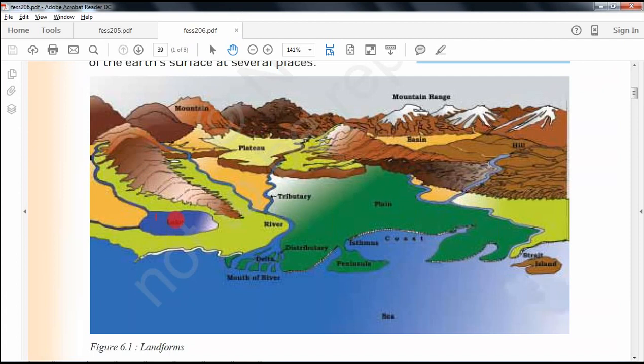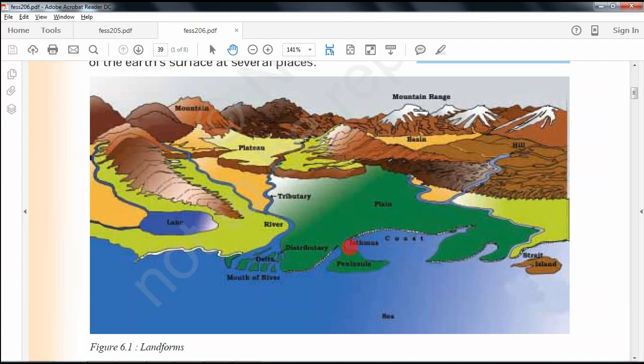And you have a lake here, and you have a river here which is flowing from the mountains to the plains, and here is a tributary of the river. And here the river again gets divided into many distributaries, and there are deltas formed because of the river, and here the mouth of the river where the river is merging into the sea. And here is a peninsula which is surrounded by water on all three sides.